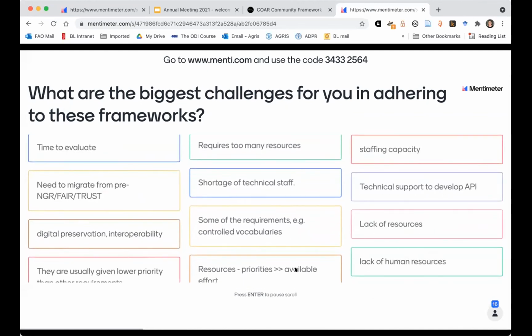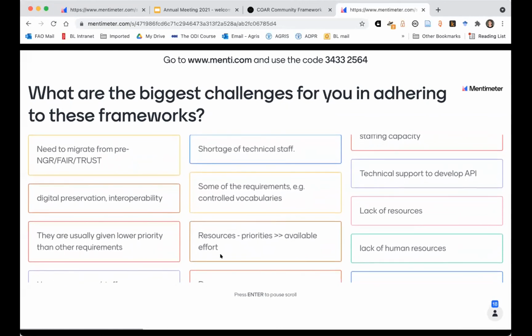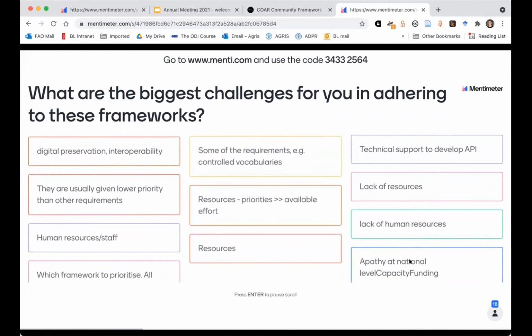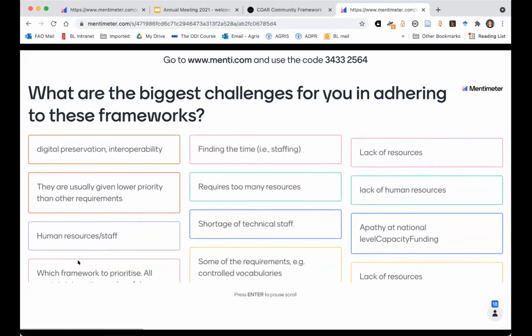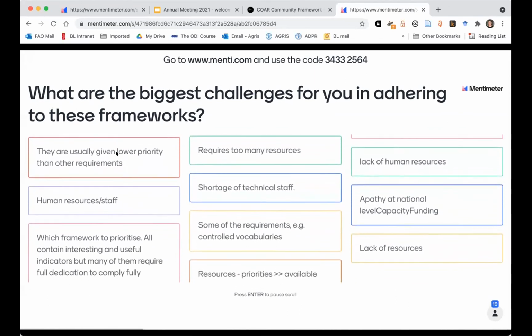Yeah. Apathy at national level, capacity, funding. I think if they don't move that up.